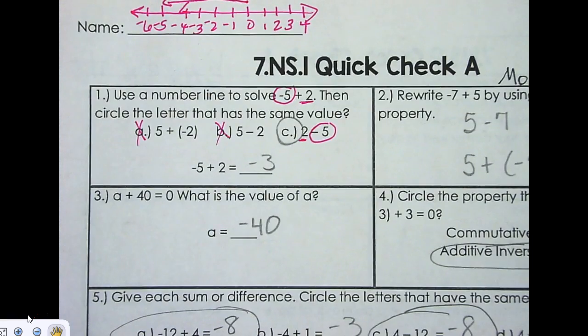3. A plus 40 equals 0. What is the value of A? I know it's pretty tempting to say 0, but 0 plus 40 is what? 40. So that can't be it. So the only number that works there is -40. Its opposite, or its additive inverse, or the 0 pair, whatever you want to call it, is -40.